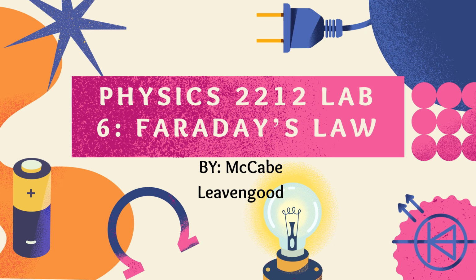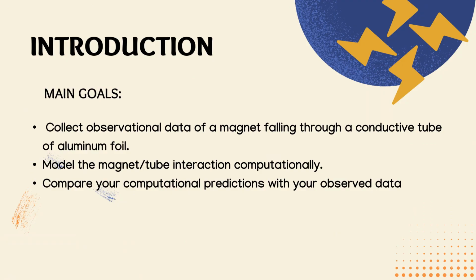Hey everyone, I'm McCabe Levingood, and this is my Lab 6 on Faraday's Law. The main goals of this lab are to collect observational data of a magnet falling through a conductive tube of aluminum foil, and then model the magnet-tube interaction computationally, and then compare the computational predictions versus the observed data.